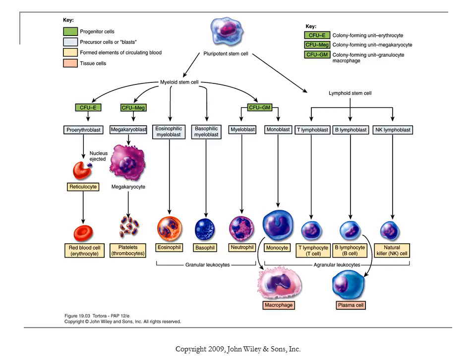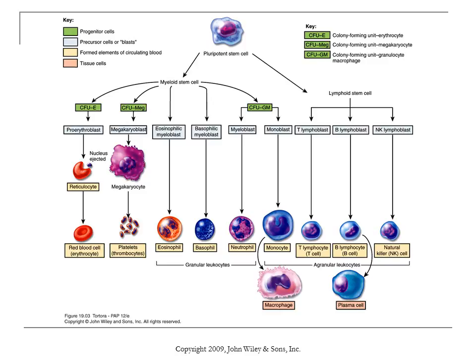The myeloid stem cells divide through mitosis to produce all the other kinds of cells, which are: the proerythroblast, megakaryoblast, eosinophilic myeloblast, basophilic myeloblast, myeloblast, and monoblast.